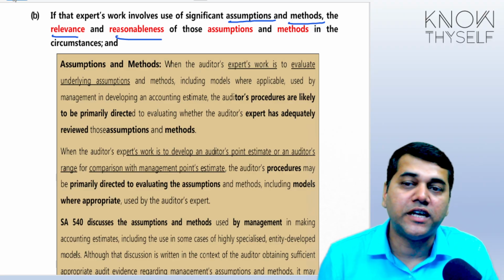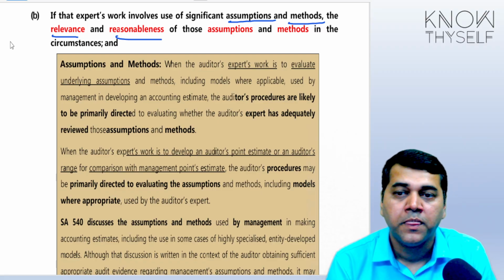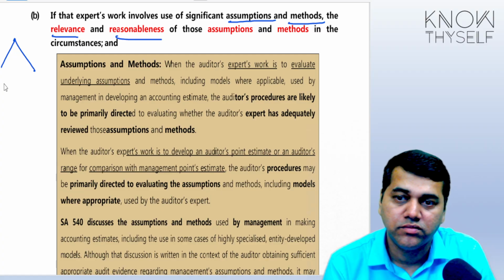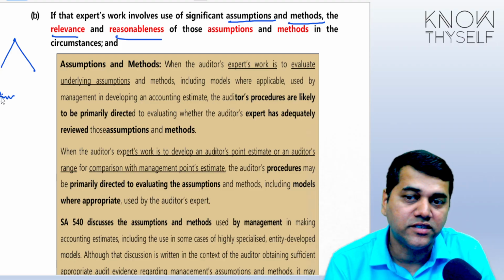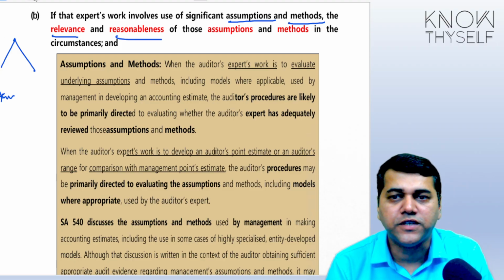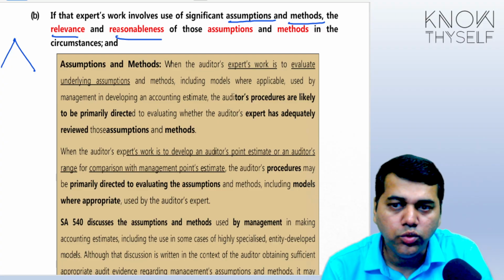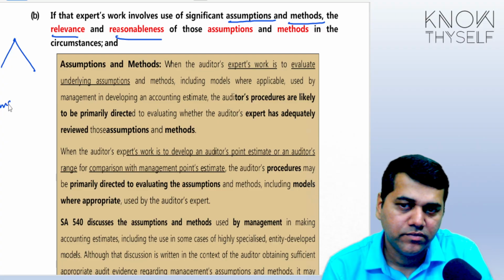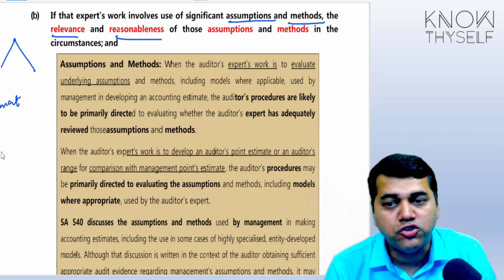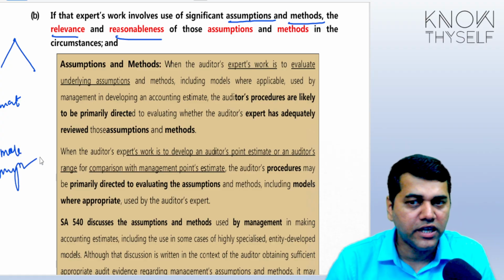See, why has that expert been appointed? There can be two reasons that expert could have been appointed. One, he could have been appointed to do some estimation. You understand this tricky thing. SA 540 we will understand in detail. His first purpose of appointment is to do the estimate. In such cases, he has to make certain assumptions. Are you clear about this?